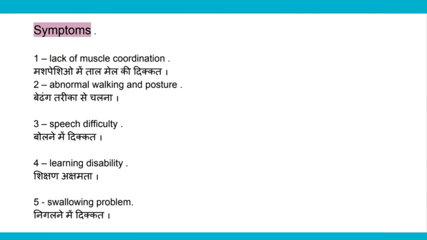Now symptoms we will see. Lack of muscle coordination. We have already studied before that people suffering from this type of problem have problems in coordination, and they do not have any control over their movements. Second is abnormal walking and posture. They have problems in their legs and their hands also. As a result, they cannot walk like common people. Third is speech difficulty. They also suffer from speech difficulty.